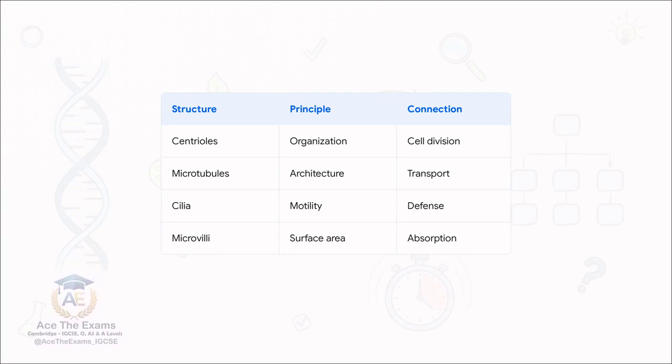This right here is like the ultimate mental map you need. Notice how we aren't just listing the structure. We're linking its core foundational principle directly to a broader cross-topic connection. For example, examiners absolutely love it when you connect the rhythmic motility of cilia directly to respiratory defense mechanisms. That is what shows true connected understanding.